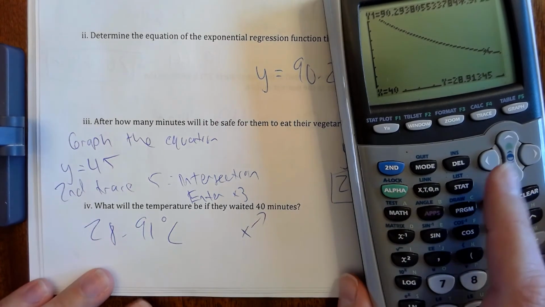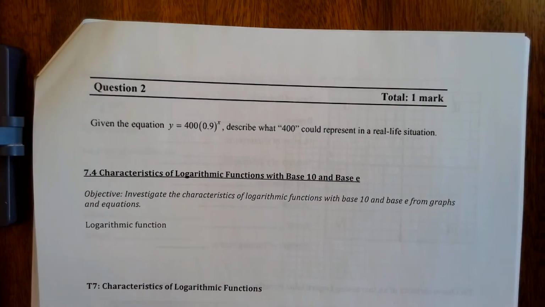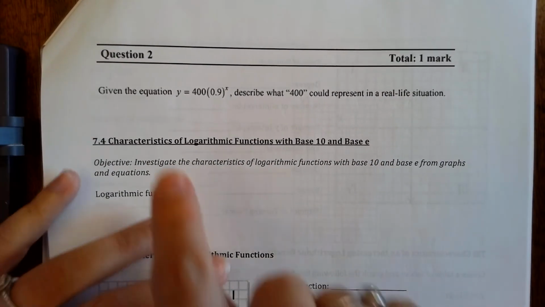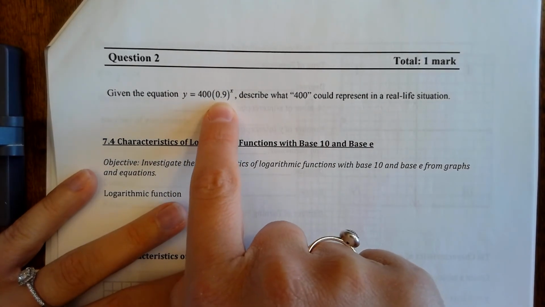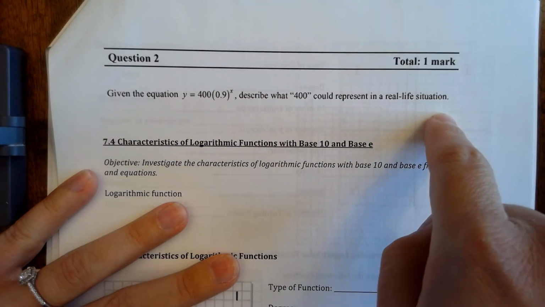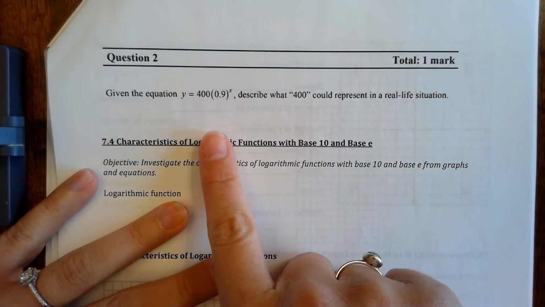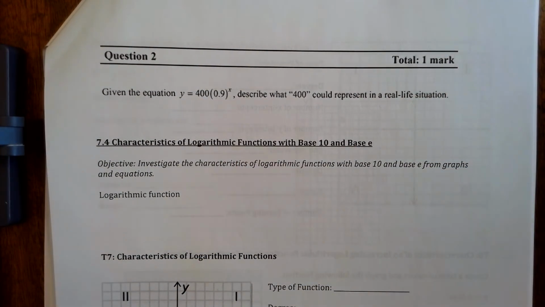Alrighty. One more. This is an old exam question, and then we will call it quits for today. Okay, last one. Given the equation y equals 400 times 0.9 to the x, describe what 400 could represent in a real life situation. So this is where we do need to know what that value represents, and then we have to kind of be able to connect it to real life situations.